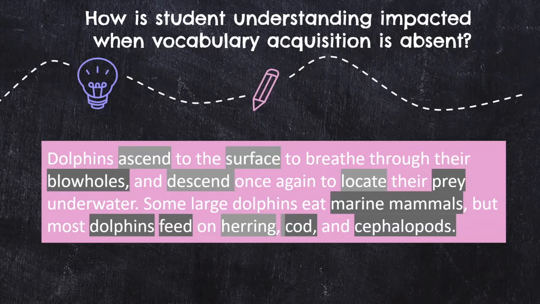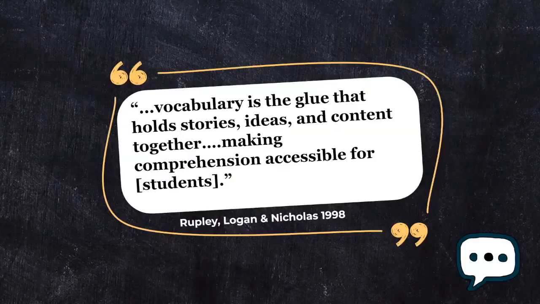So that's why it's critical that students have direct and explicit instruction with vocabulary. Vocabulary is the glue that holds the stories, ideas, and content together. It makes comprehension accessible for all your students. And that's what we really want. We want all of our students to have access to the curriculum, and by allowing students to have opportunities to explore vocabulary, to see images and pictures, and have an opportunity to practice with you and teach each other, that's how we really start to support our students.